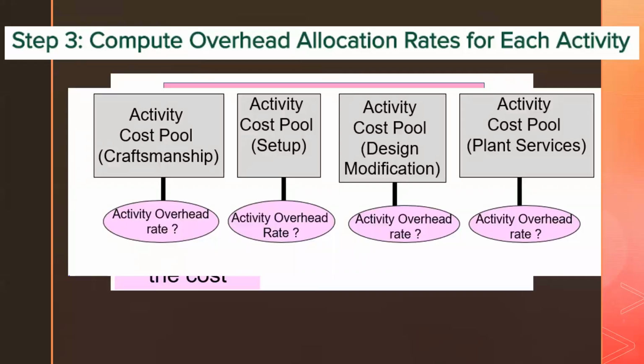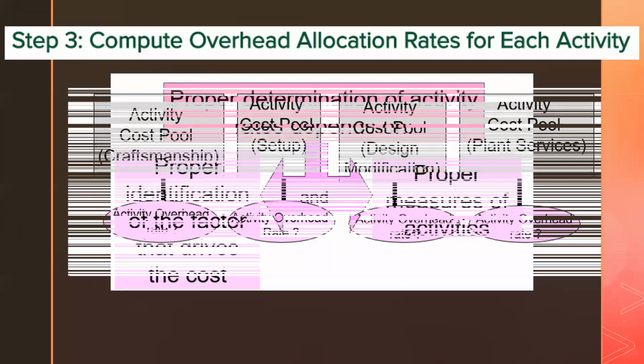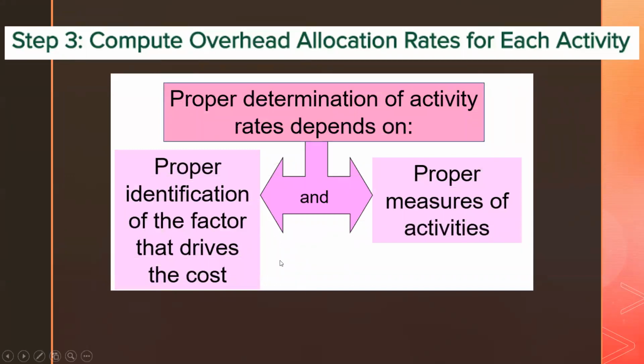So now for each of the 4 activity cost pools, we want to figure out what their activity overhead rate is. So we need to make sure that we properly identify the factor that drives the cost. What is it that would be the best way to allocate it? I'm not going to say factory maintenance is based on machine hours if we're talking about maintaining the cleanliness of the factory. That has nothing to do with machine hours. So I'm not going to say that the engineers are based on the square footage. The engineers and square footage have nothing to do with each other. We want to make sure that we properly measure these activities.